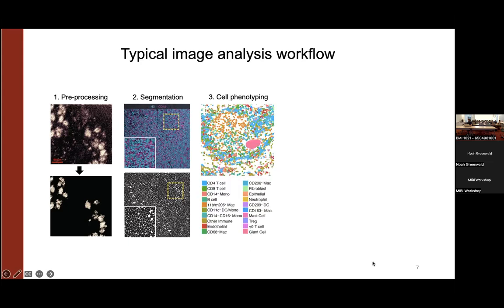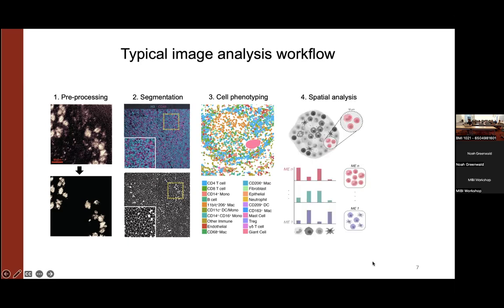And after you've identified where the cells are, you want to know what the cells are. So that's the cell phenotyping step. And after that, you can do all kinds of cool spatial analysis. And this will be a big session tomorrow. This is really the meat of imaging. It's like, why do you want to do imaging at all? And finally, we can relate all these features to cool biology.